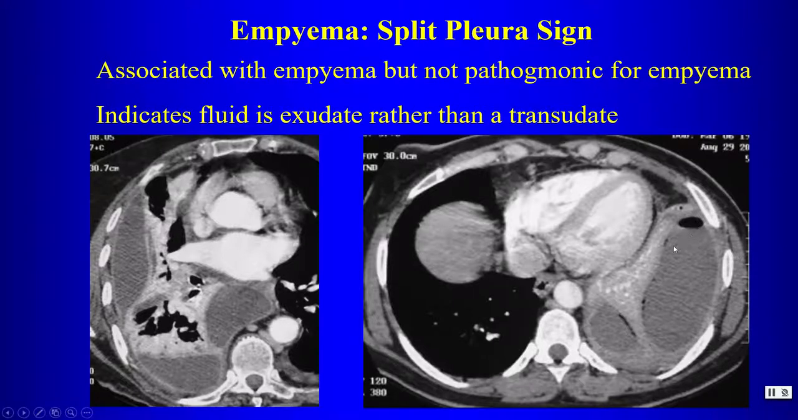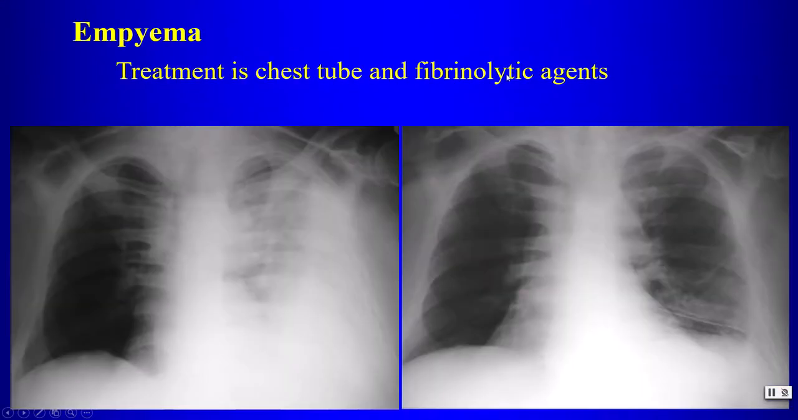We can also have air that collects within the pleural effusion. Although it can be from gas-forming bacteria, more often this is caused by a bronchopleural fistula. Often these communications are small and close spontaneously, so you may see a little bit of air like that within the empyema. The treatment of empyema is with chest tube drainage, as in this example, a large effusion drained with a chest tube.